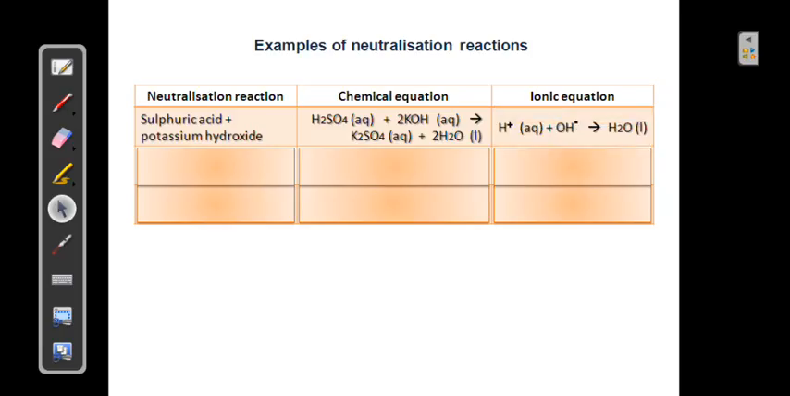Then the ionic equation is the standard: H+ (aq) when mixed with OH- (aq), the hydroxide rather, the reaction will produce a water molecule, H2O. So that is the first neutralization reaction.